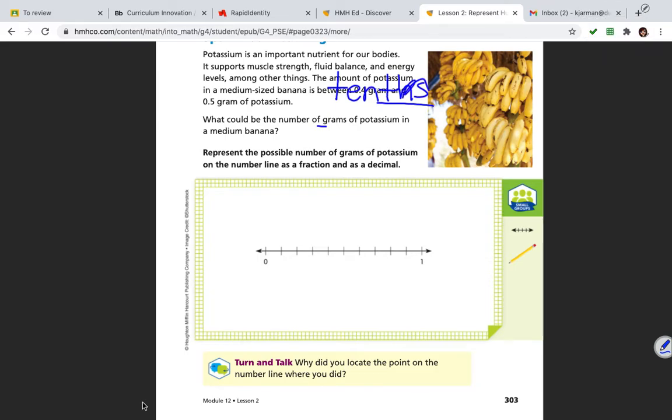So today's problem is: potassium is an important nutrient for our bodies. It supports muscle strength, fluid balance, and energy levels, among other things. So you're getting a science lesson. Potassium is in bananas. There's a lot of potassium in bananas.